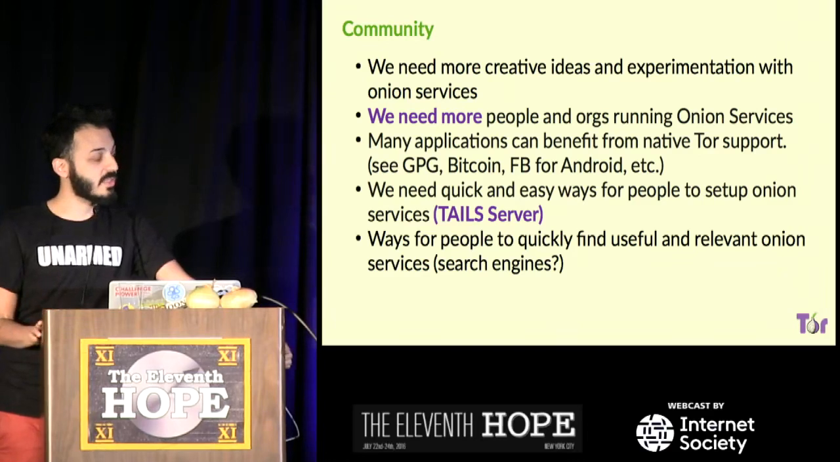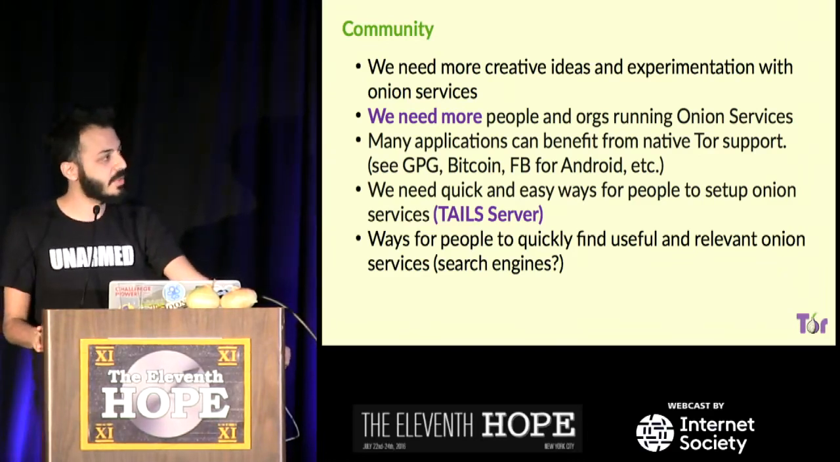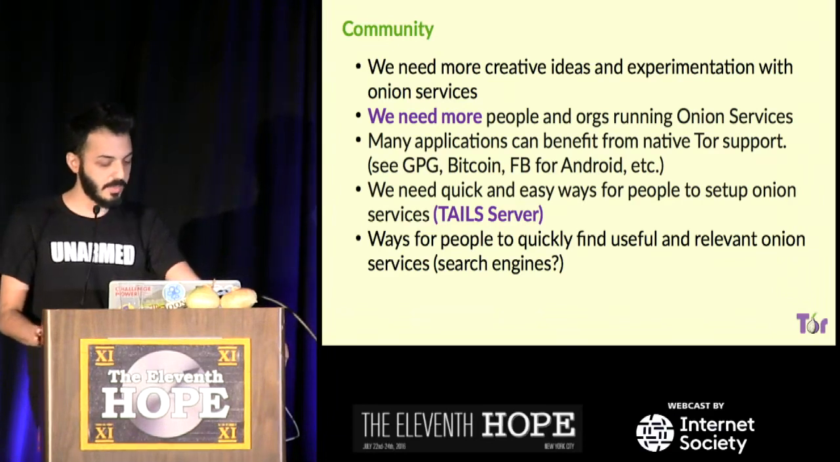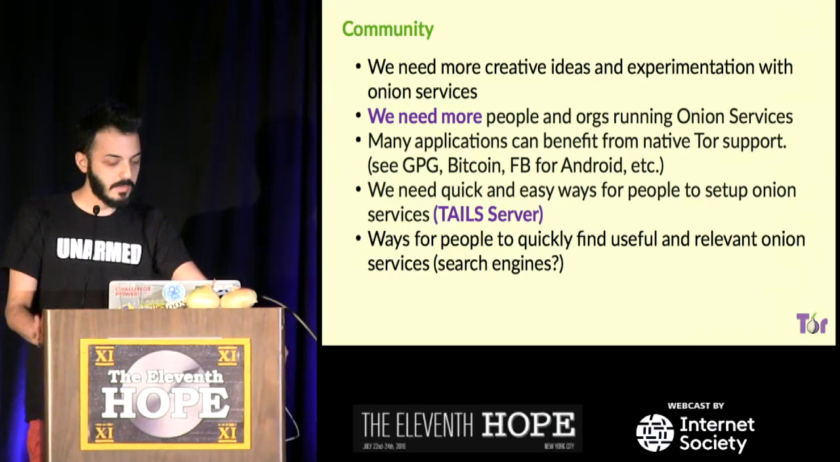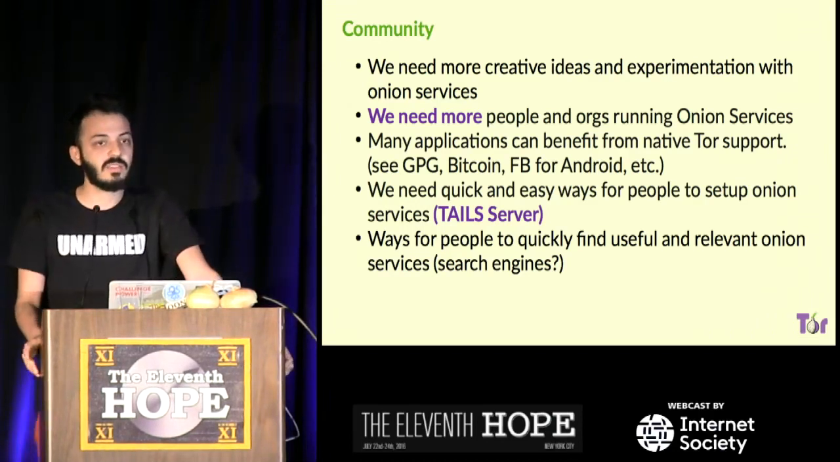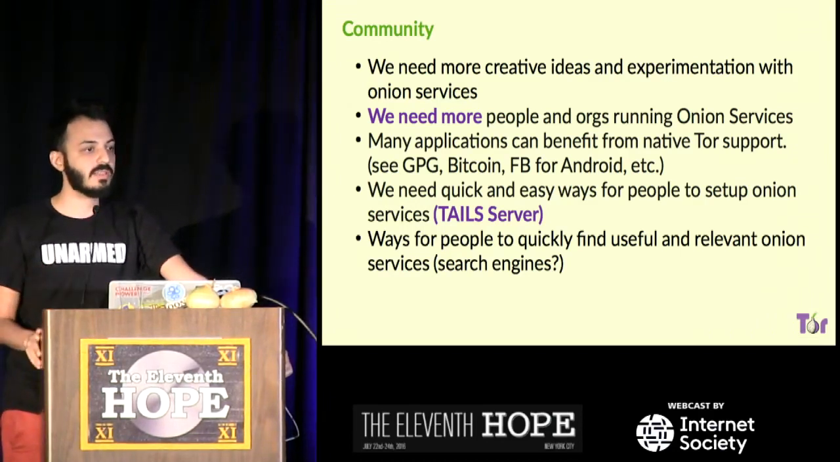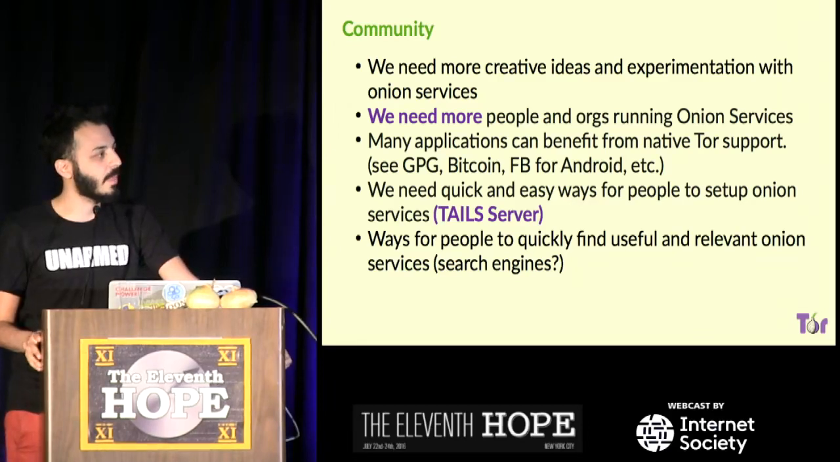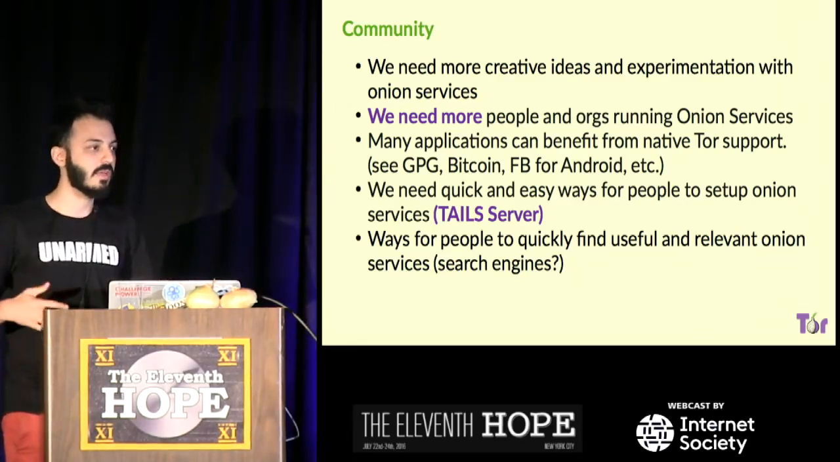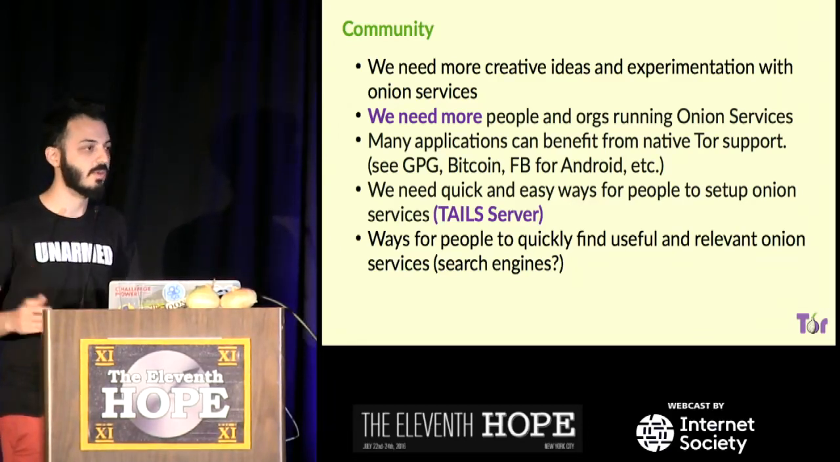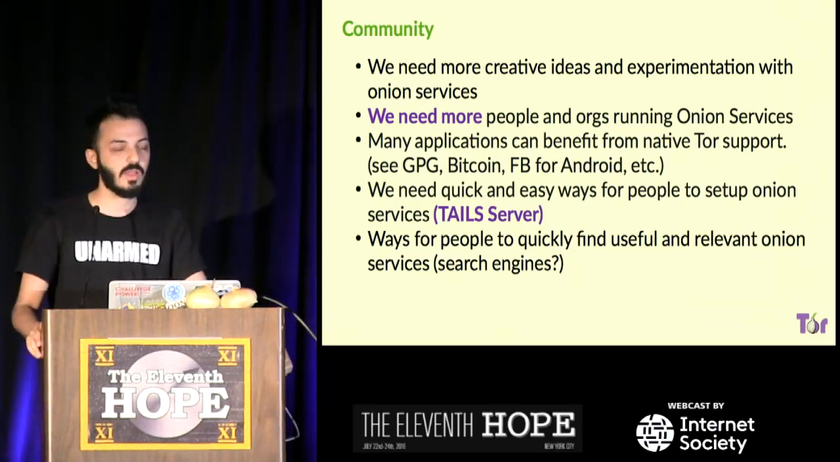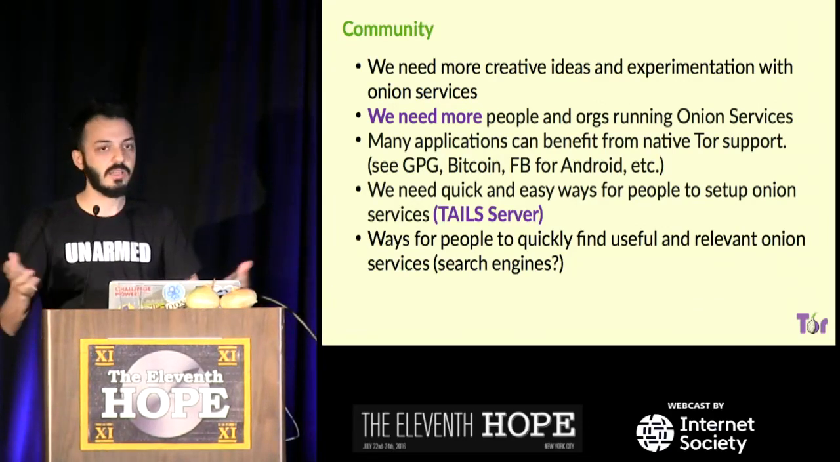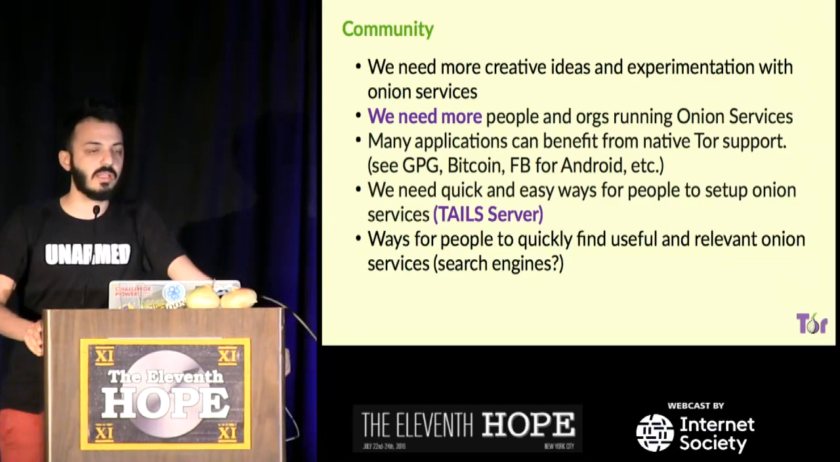GPG just started supporting Tor. It's one of the options in the recent releases. Bitcoin uses Onion too, and we also need more ways to quickly run Onion services, basically if you need them for, I don't know, 10 minutes or 10 hours, and then that's it. You need more ways to be able to quickly deploy these things.